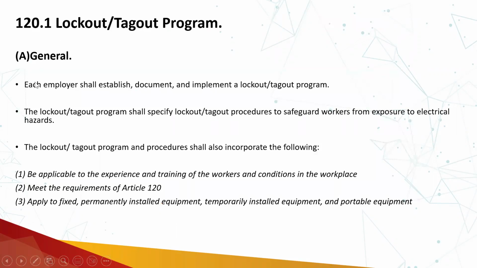So 120.1(A) talks about the lockout and tagout program. Each employer shall establish, document, and implement a lockout and tagout program. The lockout and tagout program shall specify lockout and tagout procedure to safeguard workers from exposure to electrical hazard. The procedure shall also incorporate the following. It should be applicable to the experience and training of the workers and condition in the workplace. It should meet the requirements of Article 120, and apply to fixed, permanently installed, temporarily installed, and portable equipment. So all types of equipment which you have in your system, it should be applicable to them.